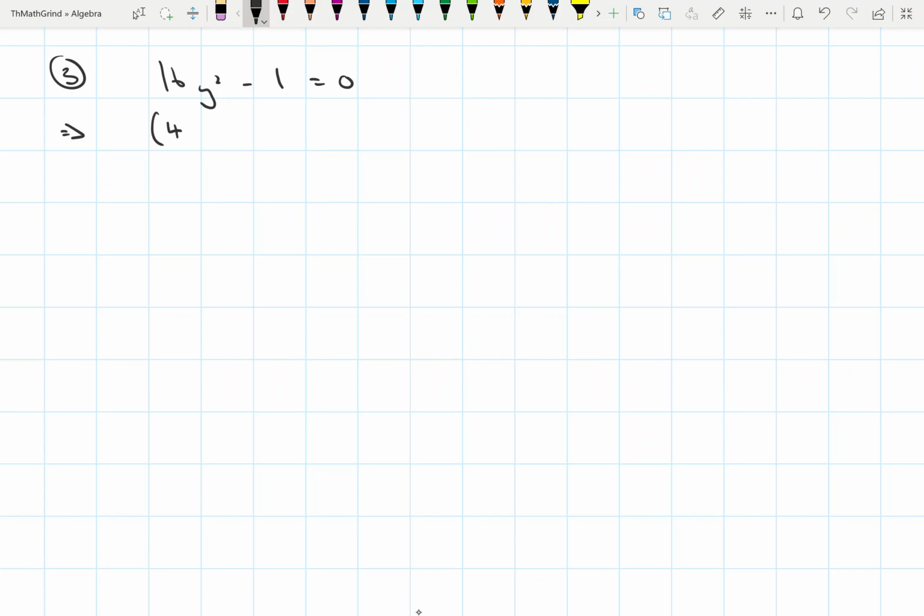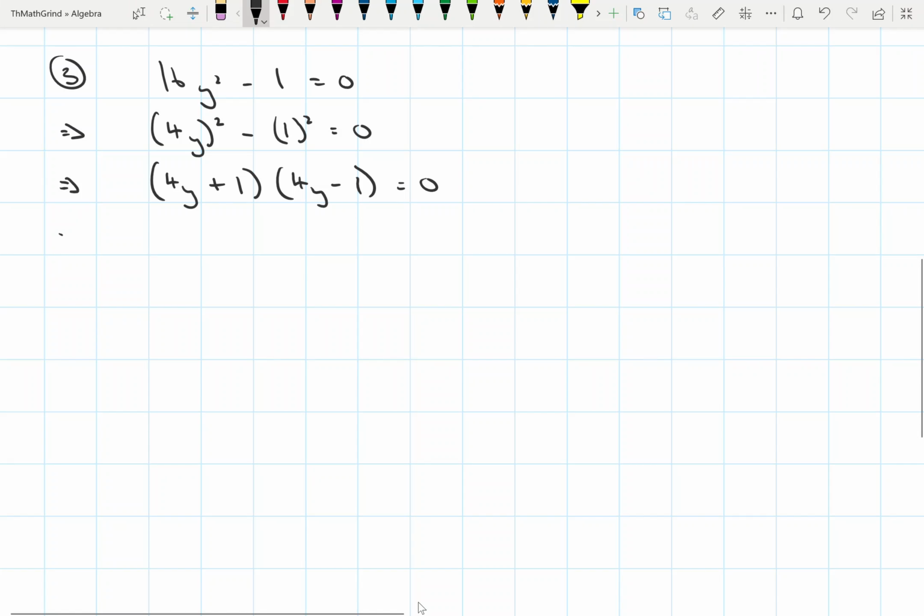We can do that by changing that to 4y all to be squared, with a square outside the bracket, meaning that everything inside the bracket is being squared. And then we think, what do we square to get 1? Well, we just square 1 to get 1, because 1 squared is equal to 1. So going back again, our two brackets: 4y at the front of both of them, 1 at the back of both of them, and a plus and a minus. If you want to do the minus in the first one and the plus in the second bracket, it doesn't matter, it'll still work out.